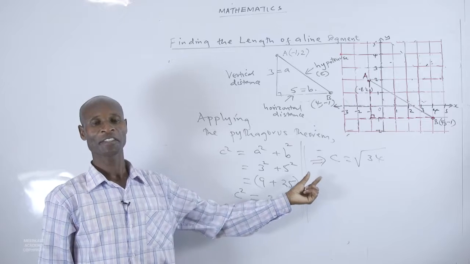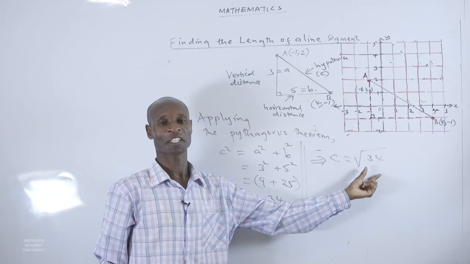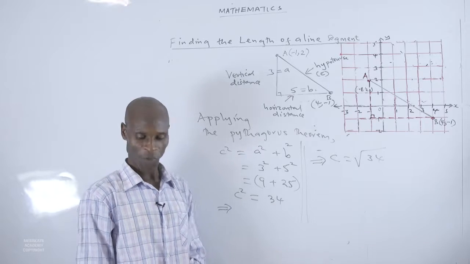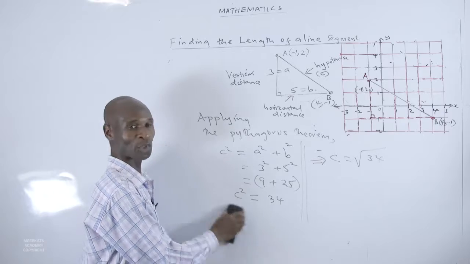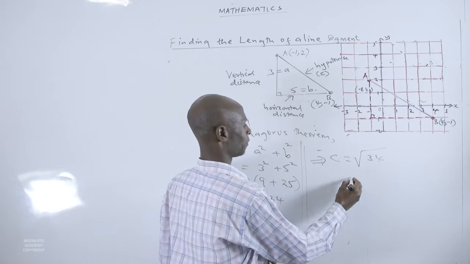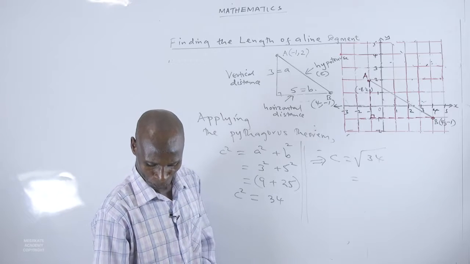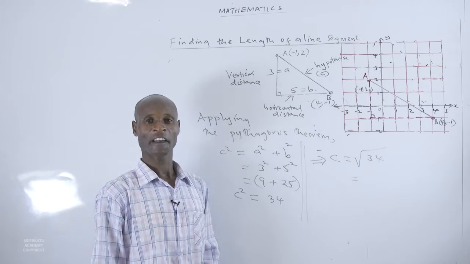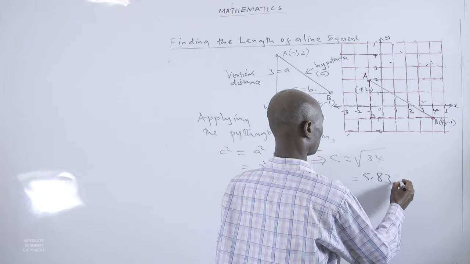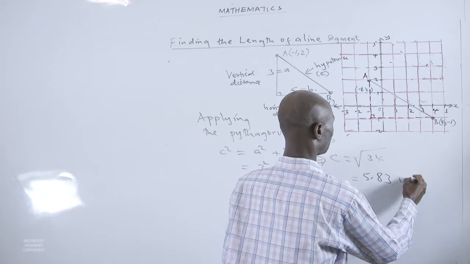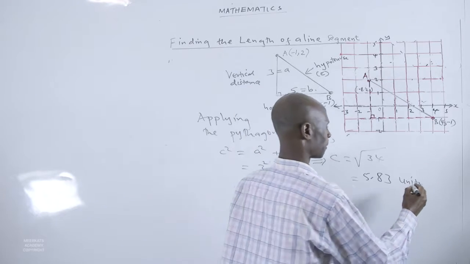And if you want to find C, which is the hypotenuse side, we are supposed to find the square root of 34, and we only take the positive square root because we are dealing with a length, and length is always positive. So if that is done well using a calculator, the result is 5.83 units corrected to 2 decimal places.